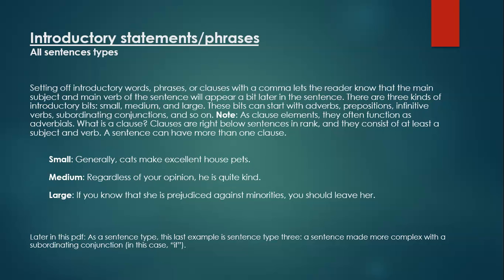What is a clause? Clauses are right below sentences in rank, and they consist of at least a subject and verb. A sentence can have more than one clause. Small: generally, cats make excellent house pets. Medium: regardless of your opinion, he is quite kind. Large: if you know that she is prejudiced against minorities, you should leave her. Later in this PDF, as a sentence type, this last example is sentence type 3, a sentence made more complex with a subordinating conjunction.